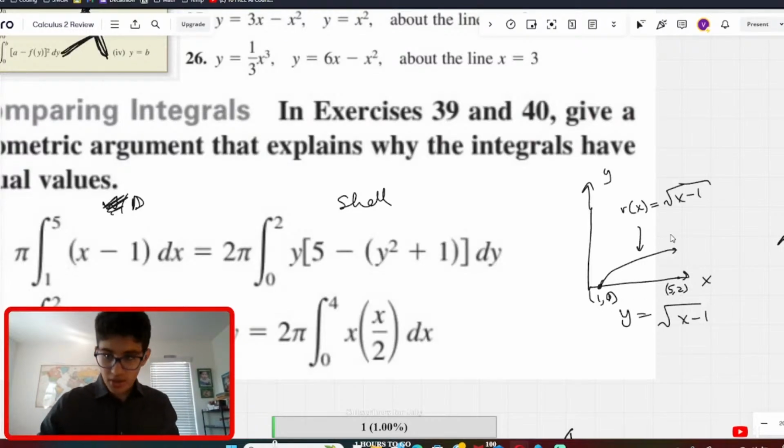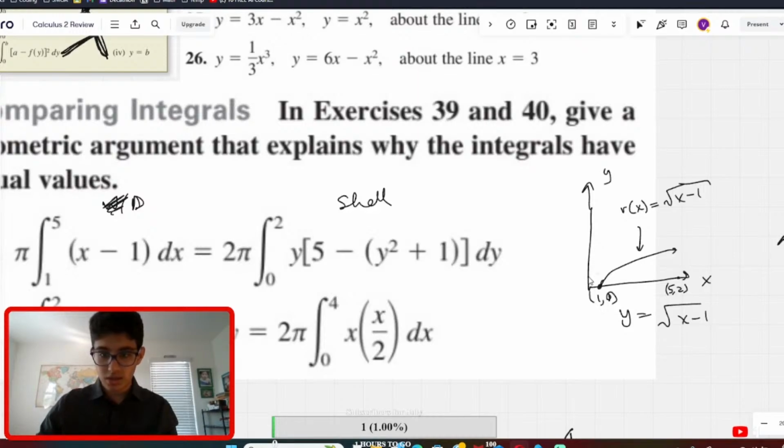Okay, keep that in mind. We've got this. Now over here, since we're going with respect to the y-axis, we're going from 0 to 2. That makes sense. 2 pi checks out with the shell method, because we're rotating it about the y-axis. The y is the distance from the axis, which is just y at all times.